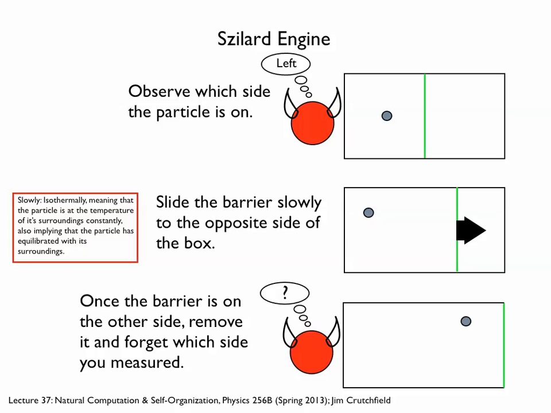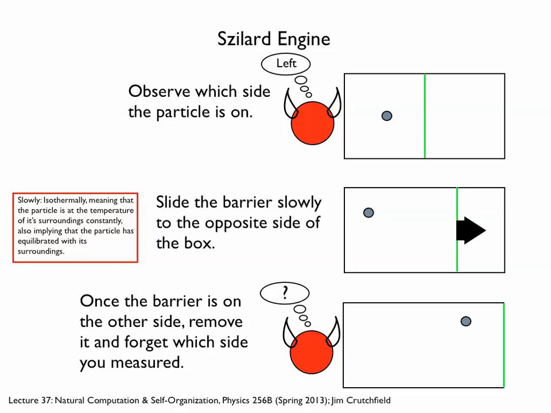And then, again, we do an observation. The daemon observes which side the particle is on, such that it can decide which way to slide this barrier. It will always decide to slide the barrier away from the particle.